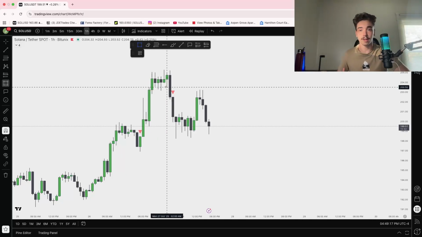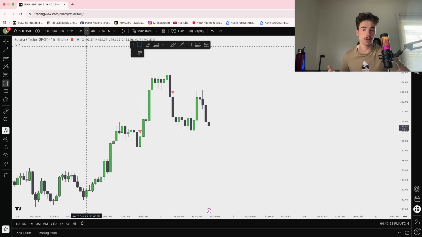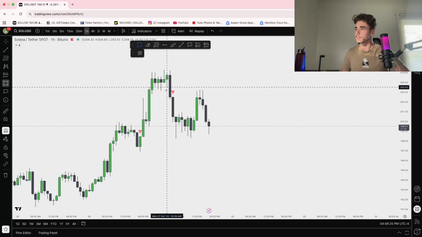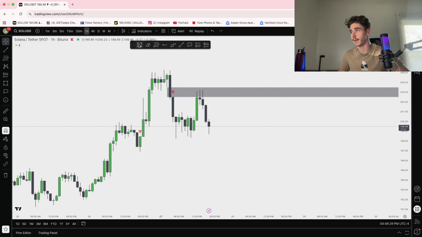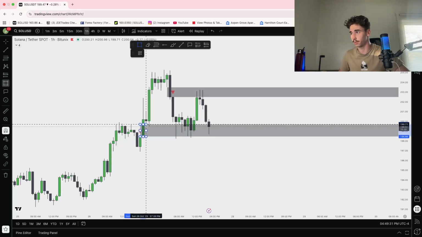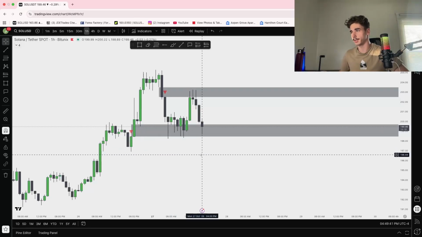So the first step, now that we're on Solana USDT, obviously we're using the BitUnix chart because we trade on the broker BitUnix. So the first step is all we want to do is mark out our 1 hour fair value gaps, or our 1 hour imbalances, whatever you want to call them, right? So I have our first 1 hour bearish gap above price right up here, and then I have our second 1 hour bullish fair value gap that is down here below price.